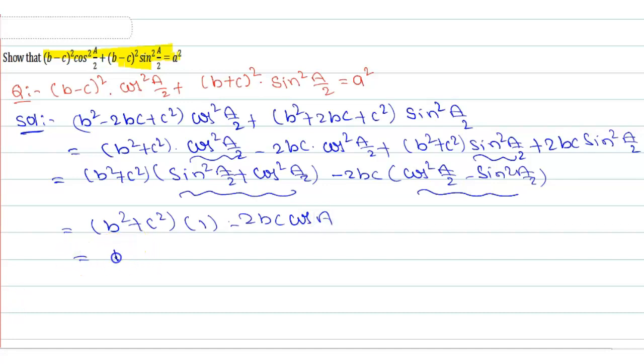So this is equal to b² + c² − 2bc cos A. This is the formula for a². By which formula? Cosine rule. b² + c² − 2bc cos A is equal to a².